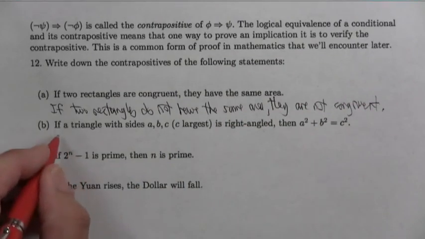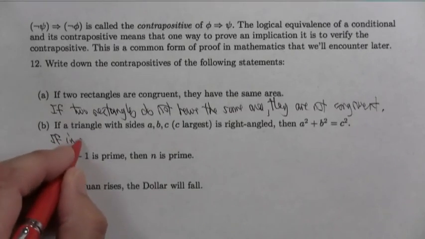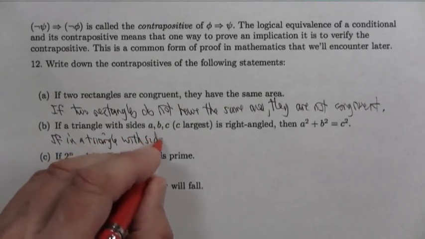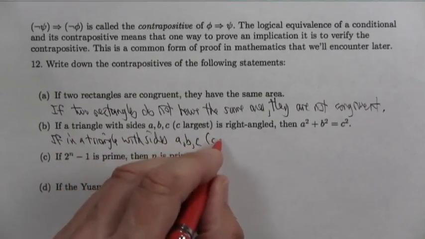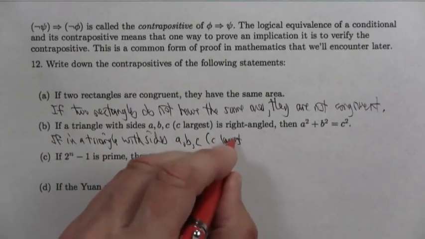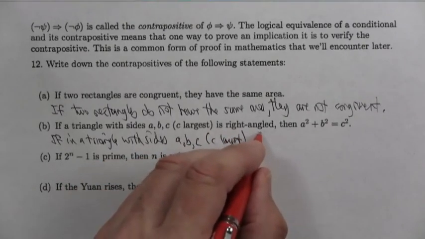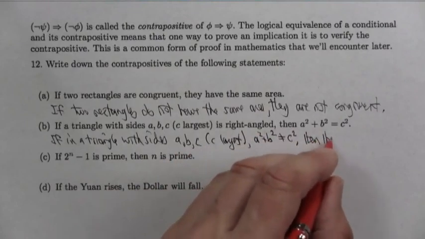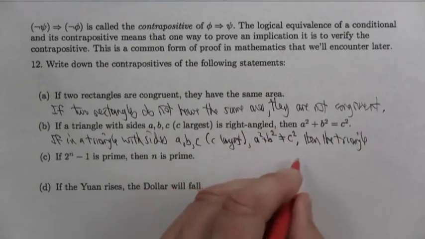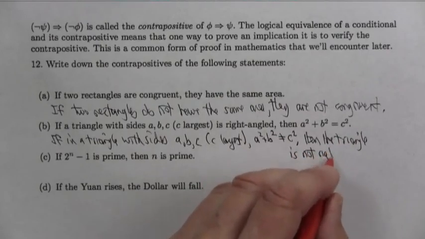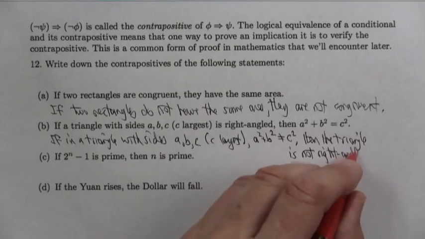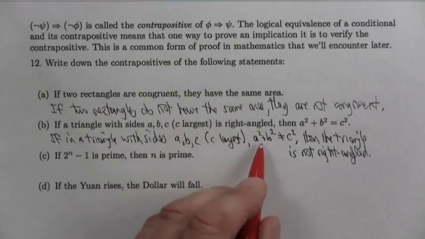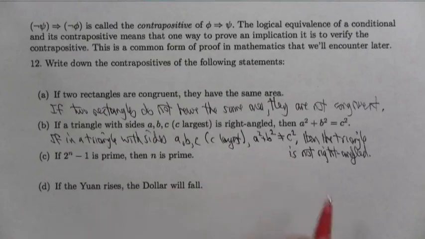Number two, the contrapositive would be: if in a triangle with sides A, B, C, with C being the largest, it is the case that a squared plus b squared is not equal to c squared, then the triangle is not right angled.